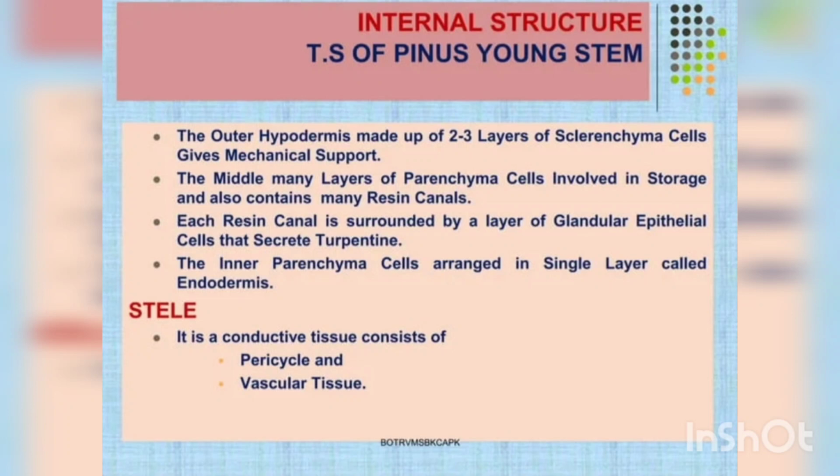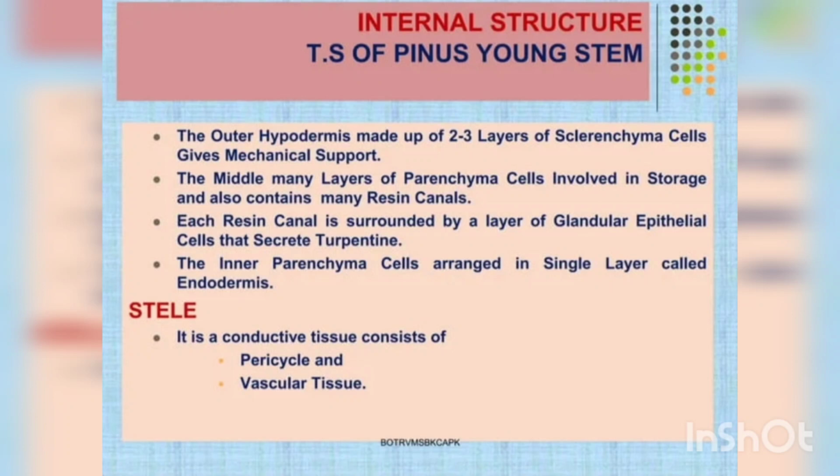The resin cells are surrounded by glandular epithelial cells that secrete turpentine. That's why Pinus has its characteristic smell. The inner parenchyma cells arranged in the single layer is called the endodermis. The stele comes after that. It is a conductive tissue consisting of pericycle and vascular tissue.